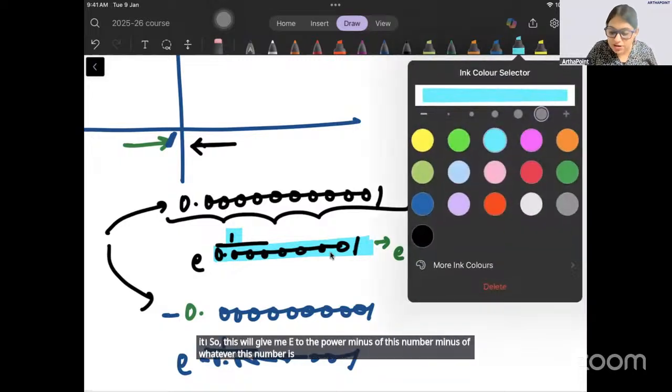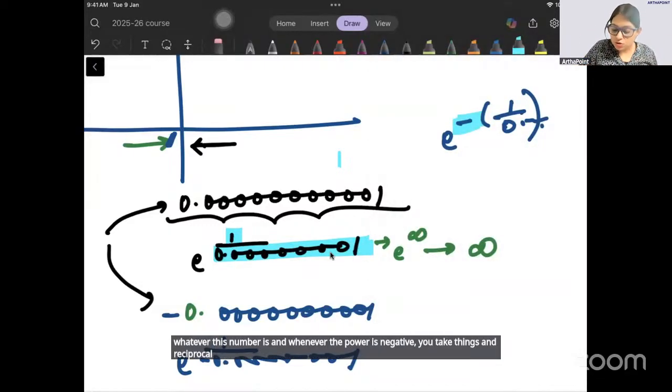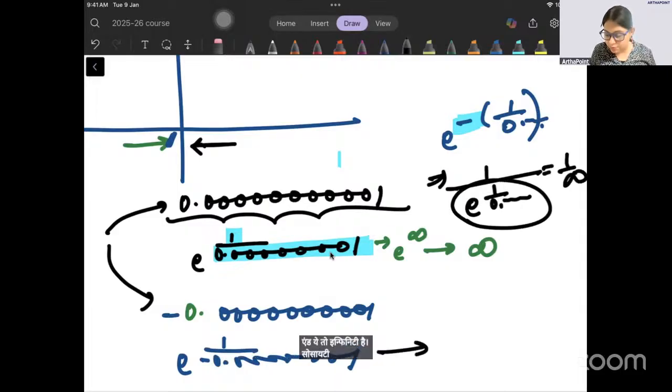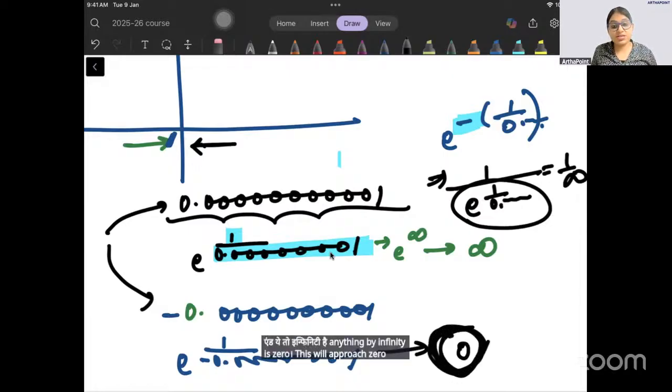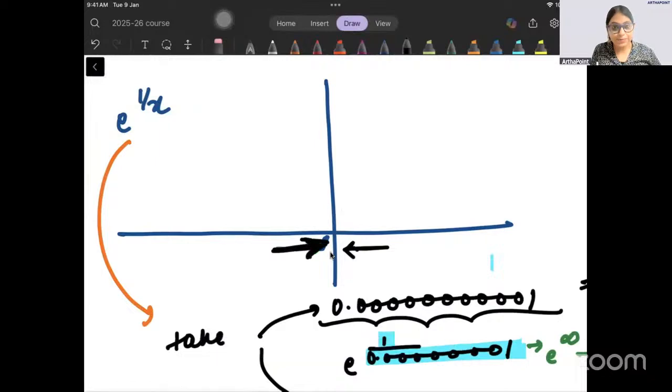And whenever the power is negative, you take things and reciprocate them. So this will be nothing but 1 by e to the power 1 by this. And that is infinity. So it will be 1 by infinity, meaning this will approach 0, since anything by infinity is 0. This is a very interesting question. When I approach this function from the left hand side, because the power is negative, it goes into the denominator, so it goes towards 0. The function will approach 0.